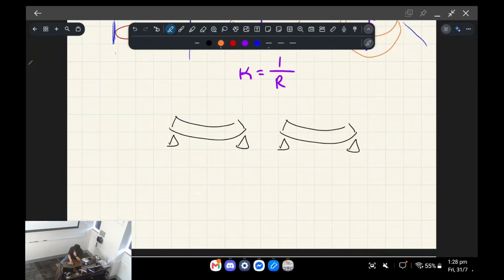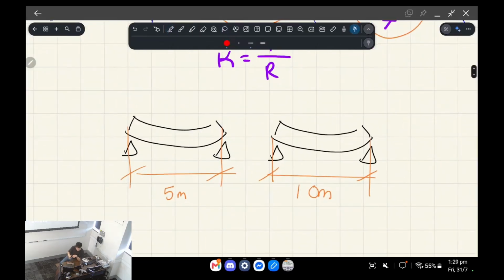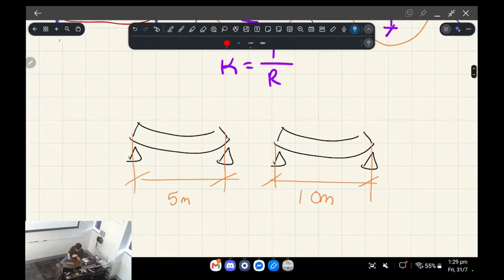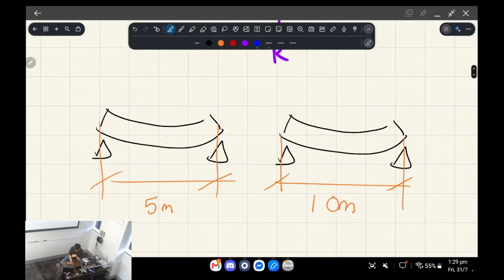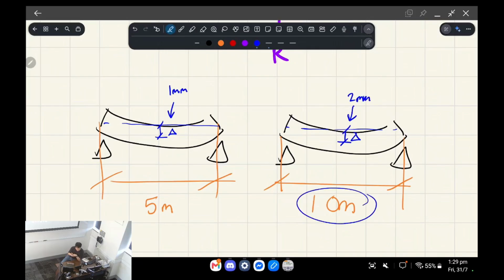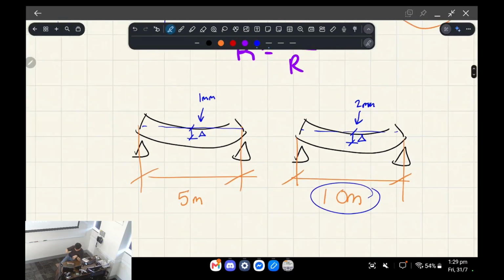So if this beam's original length is 5 meters, for example, whereas this beam's original length is 10 meters, but they have the same curvature, you can see that this has the same shape when we look at it. It's not fair to basically compare their deflection, right? So that's the deflection there, and that's the deflection there. Let's just say in the first case, this deflected 1 mil, and this deflected 2 mils, because it's double the length, just for the sake of argument, if everything got scaled up.